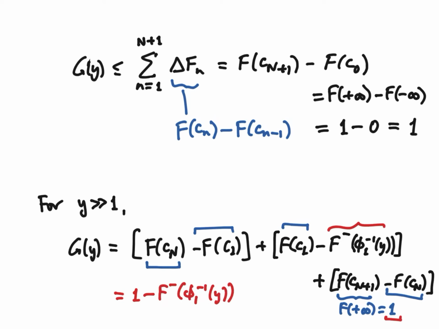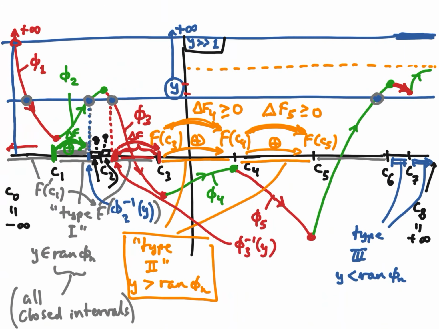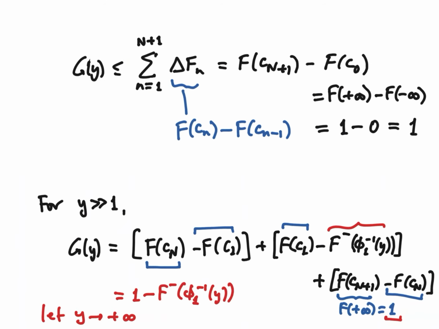All right, now we're just going to ask, what happens to this as y goes to infinity? Let y go to plus infinity. By the very nature of the picture that we're in, if we let y keep climbing, this point on the x-axis, which is phi 1 inverse of y, is going to go to minus infinity. As y keeps going higher and higher, that point is just going to keep moving further and further left. So in other words, this input is going to minus infinity.